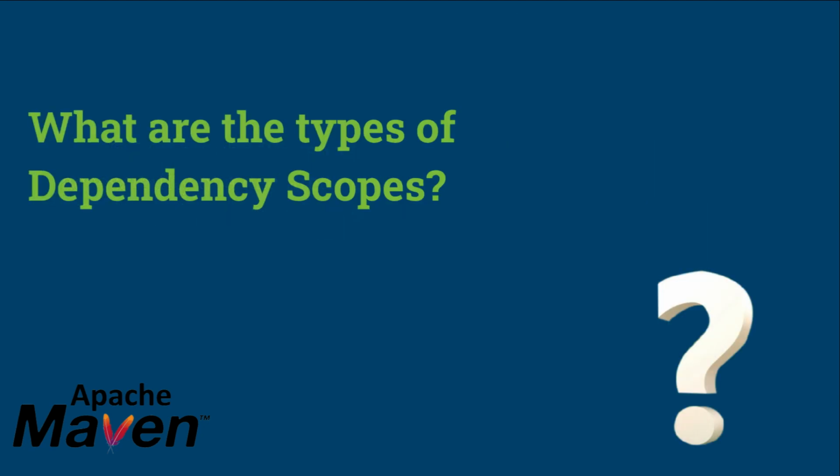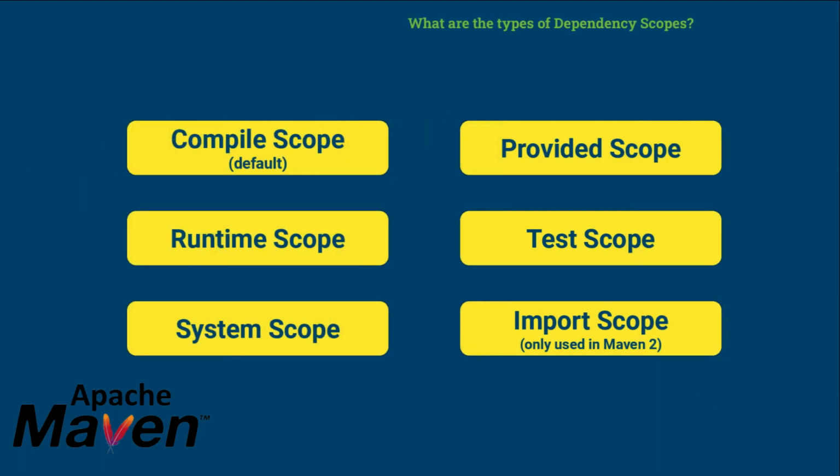Next question, what are the types of dependency scopes? The main dependency scopes are compile scope. Default. Dependencies specified with this scope are available during compile and runtime. They are part of the class path during both compilation and execution. Provided scope, dependencies provided by the runtime environment, such as servlet APIs and a Java EE container. They are available during compilation but are expected to be provided at runtime.